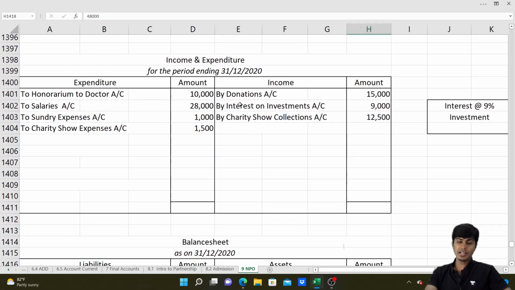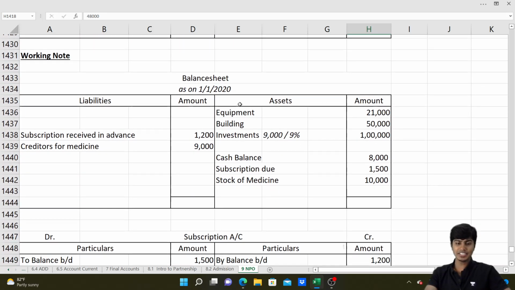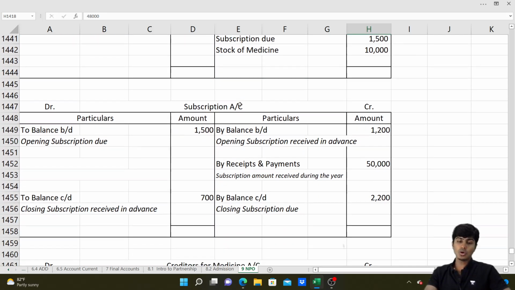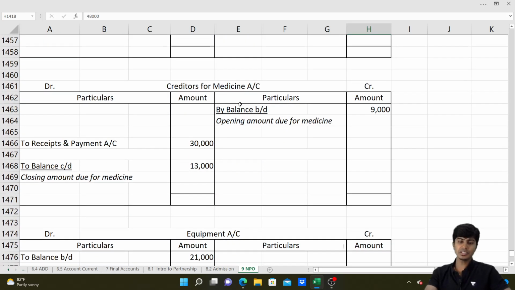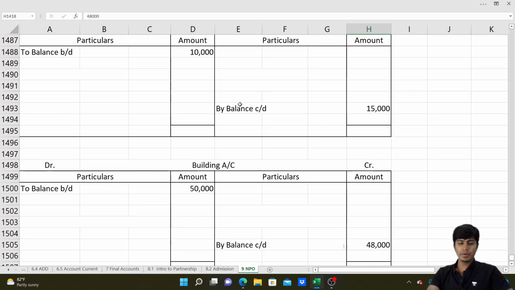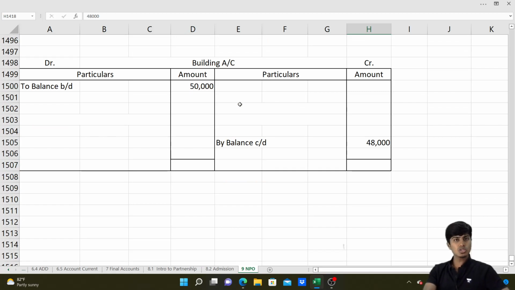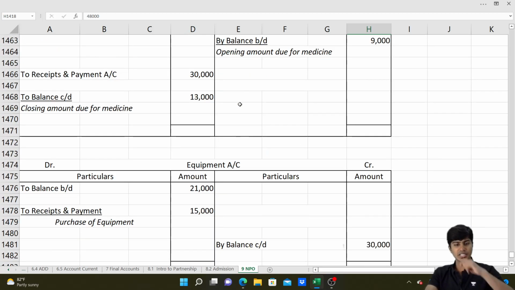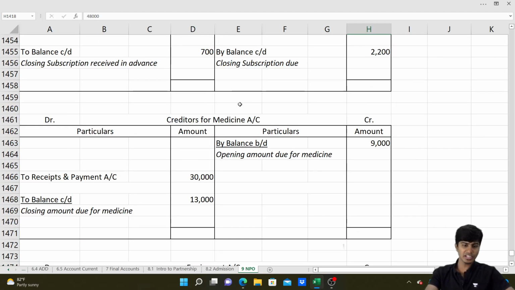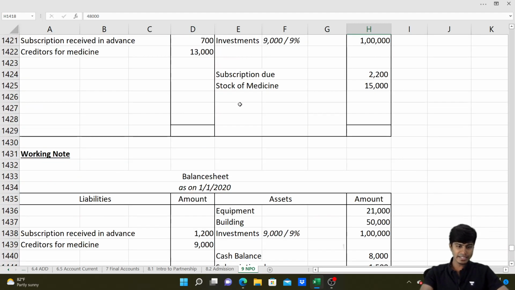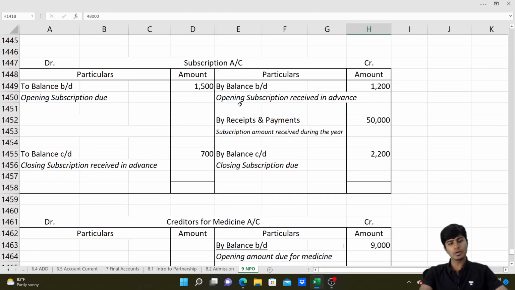So receipts and payment, income and expenditure, and both balance sheets, don't touch them. Close all other ledgers like subscription, creditors for medicine, equipment, stock of medicine, building. Close all these other ledgers. Only after you close all of these other ledgers, touch our balance sheet, receipts and payment, or income and expenditure. Got it? Great. So we'll come to the subscription account.